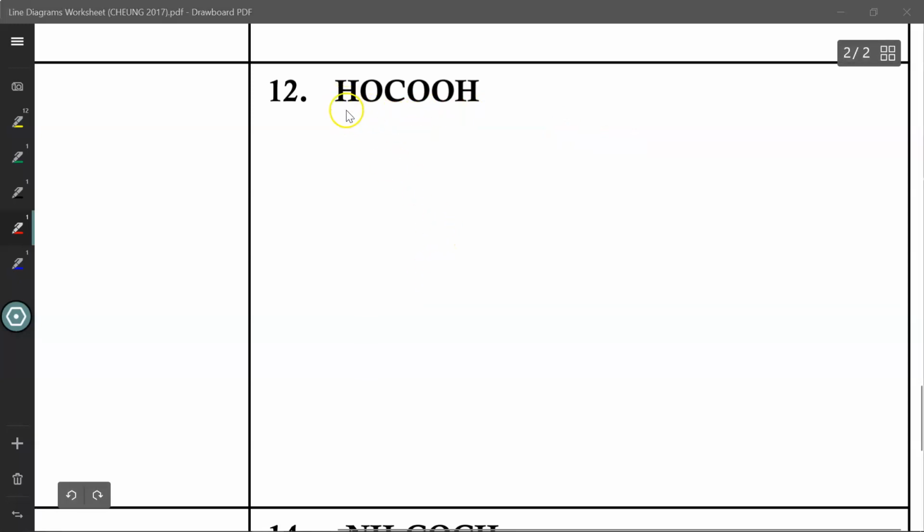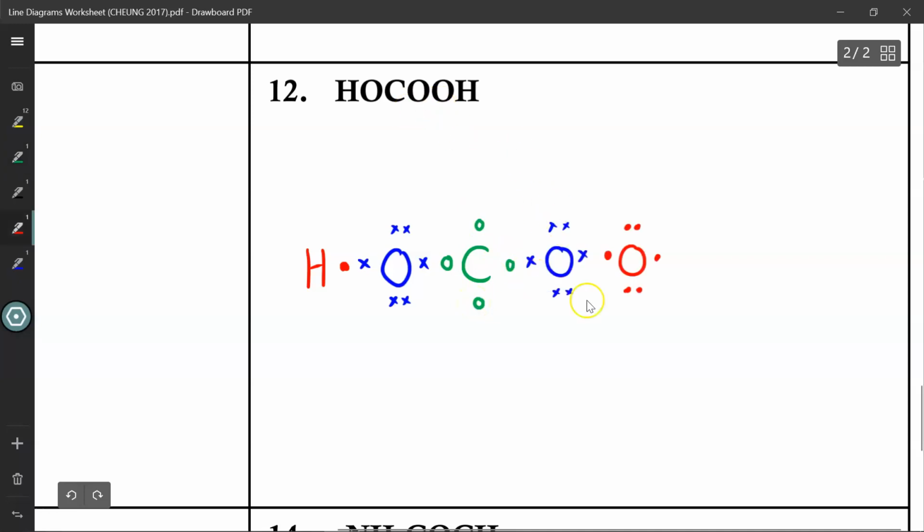So let's follow their hints. We have hydrogens on either end, so I'll just start on this side first. After that we have an oxygen. While hydrogens have 1 valence electron, oxygens have 6. We then have a carbon, and carbon has 4 electrons in the valence shell. This is followed by 2 oxygens and a hydrogen.